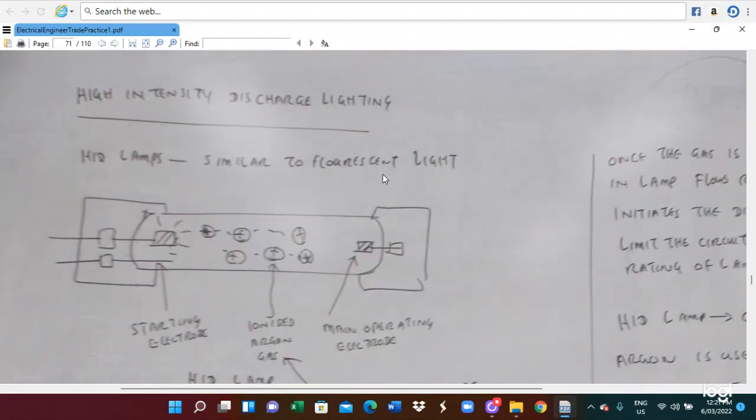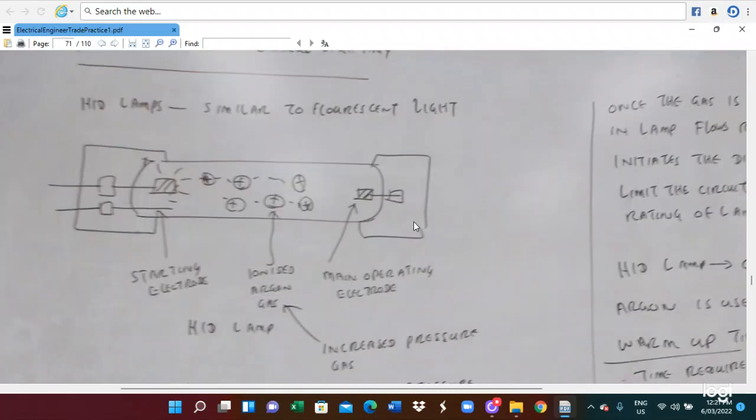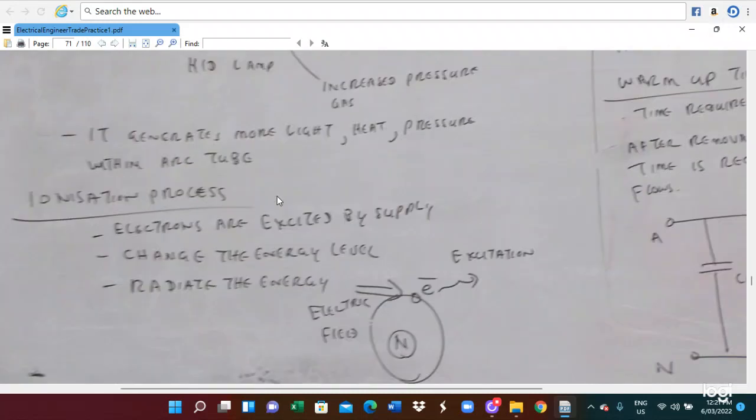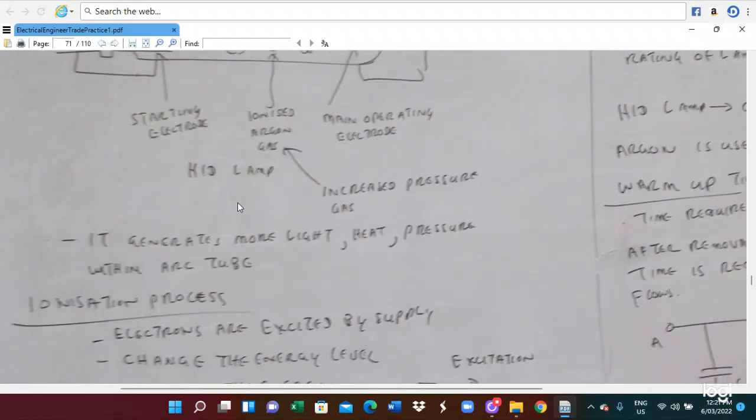So the next one is the high intensity discharge lighting system, which I will explain. This includes the fluorescent lights and the high density lighting. This is the HID lighting. A high voltage is applied at the electrode, which produces electrons. Those electrons flow from one electrode to the other, and they interact with the gas so that light comes out. This is the ionizing procedure. So this is the HID light.